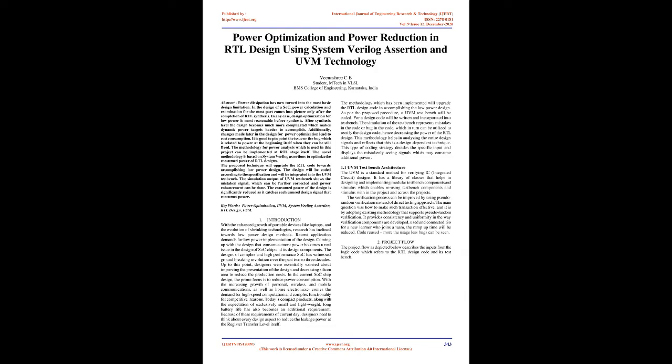The methodology which has been implemented will upgrade the RTL design code in accomplishing the low power design. As per the proposed procedure, a UVM test bench will be coded. A design code will be written and incorporated into the test bench. The simulation of the test bench represents mistakes or bugs in the code, which in turn can be utilized to rectify the design code, hence decreasing the power of the RTL design. This methodology helps in analyzing the entire design signals and reflects that this is a design-dependent technique. This type of coding strategy decides the specific input and displays the mistakenly seen signals which may consume additional power.